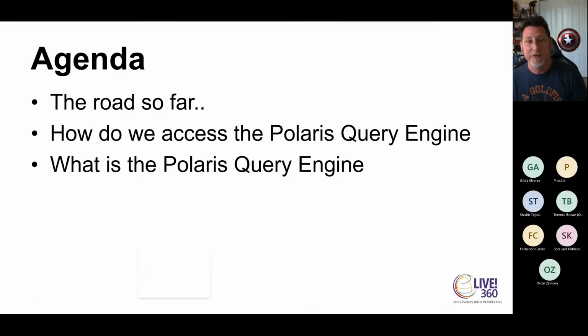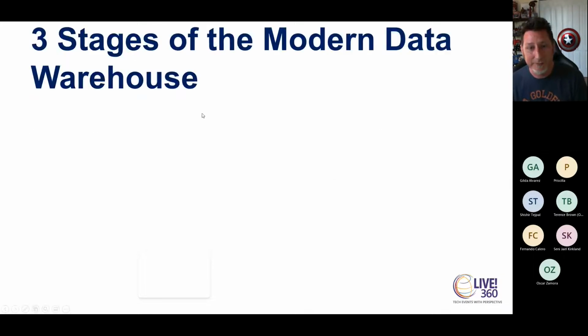So what we're going to do is talk about the road so far, where we are with modern data warehouses, the evolution that we've had of the product. How do we access the Polaris query engine? It's a serverless SQL pool. We're going to go through what it is, and then go back and forth and talk about the T-SQL surface area that we have. Really just fantastic, the capabilities we have to perform very quick queries. And then I'm going to do a performance test using SQL Stress to show the scalability of this engine versus the distributed pool engine that we have.